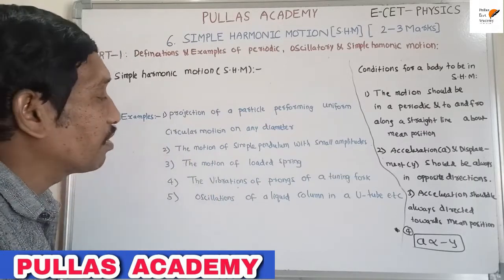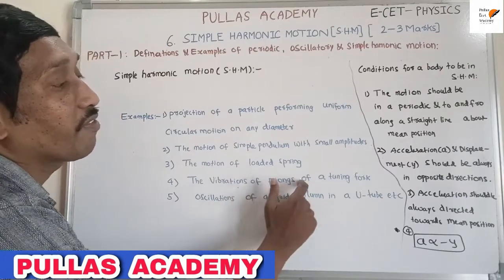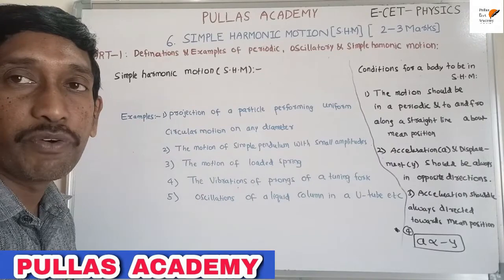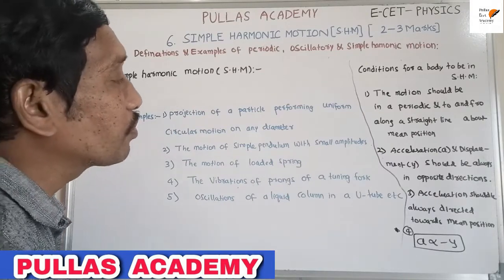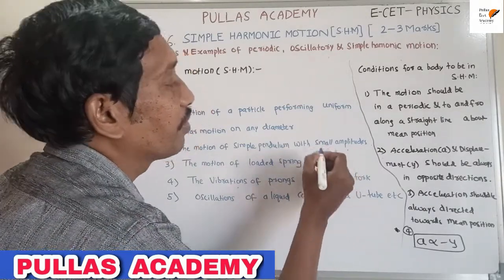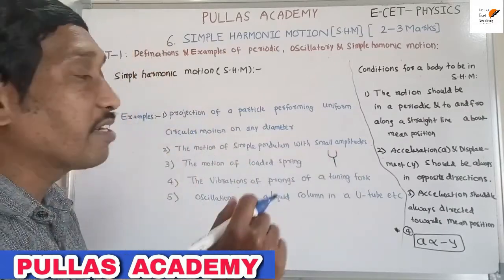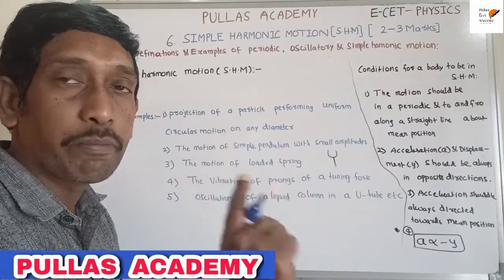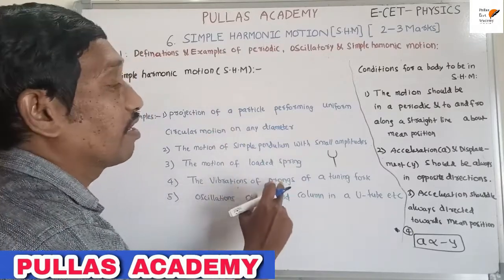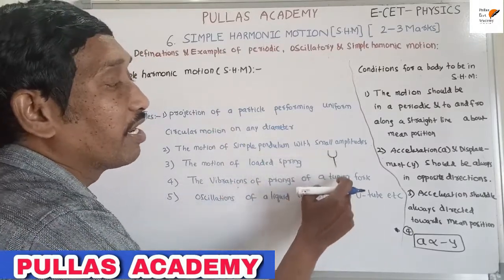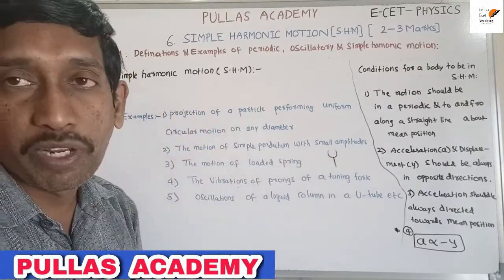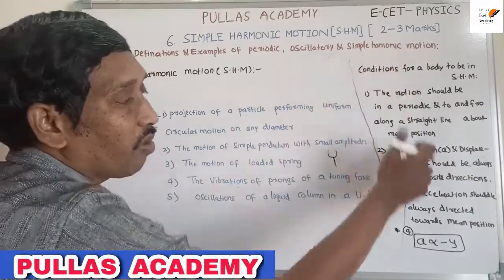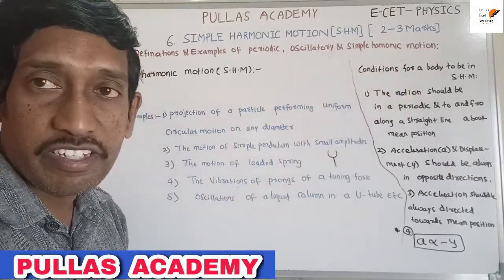One more best example is the vibrations of the arms of a tuning fork. Do you know the tuning fork? This U-shaped device is called a tuning fork. When you apply some external force on the arms of the tuning fork, these arms give vibrations. The vibrations of the arms of the tuning fork are simple harmonic motion, because they follow all these conditions. That's why this is S.H.M.